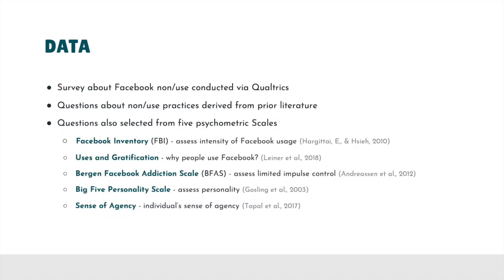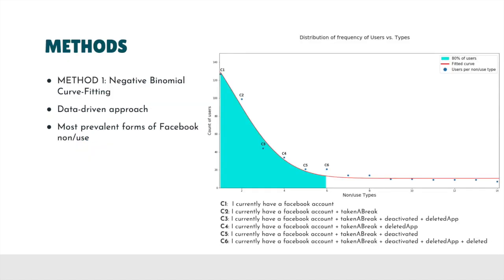We conducted a survey about Facebook non-use via Qualtrics and asked questions about non-use practices derived from prior literature. We also asked questions derived from 5 psychometric scales, as depicted here. We used a data-driven approach to find the most prevalent types of non-use and focused on the top 6 non-use types. C2, for instance, is a non-use type where the participants currently have a Facebook account, but at some point voluntarily took a break from Facebook.